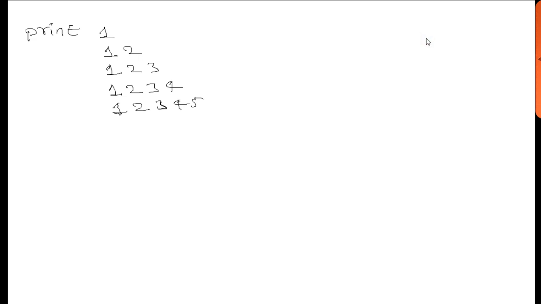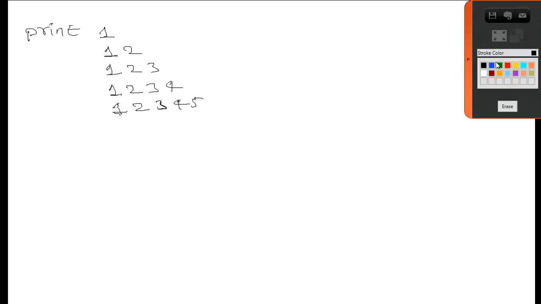Now we are going to understand the pattern, second level patterns. This is second level patterns where we are to print this particular pattern: 1, 1 2, 1 2 3, 1 2 3 4, 1 2 3 4 5. So how can we do this particular thing?